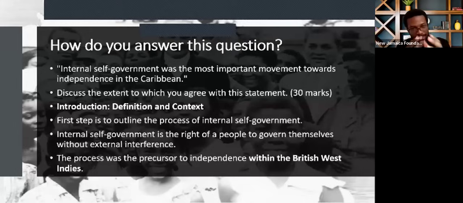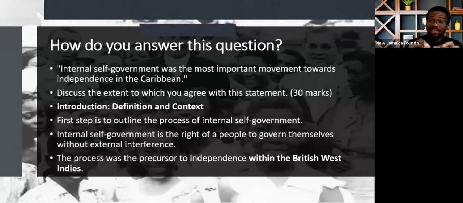So in this way, a basic overview is that internal self-government occurred after universal adult suffrage in the different territories. In Jamaica, it's 1944. In other countries, it was a slightly later time. And then you look at what that meant. You saw the creation, for example, of cabinet administration. We have ministers responsible for departments. You saw greater autonomy given to local actors. That's the sort of context.